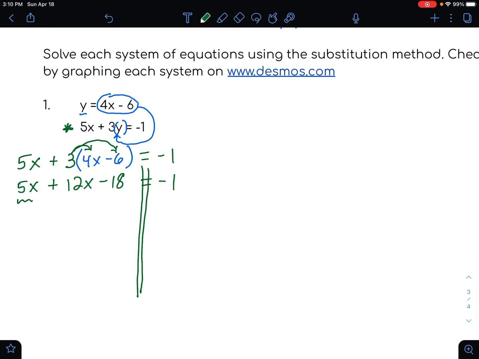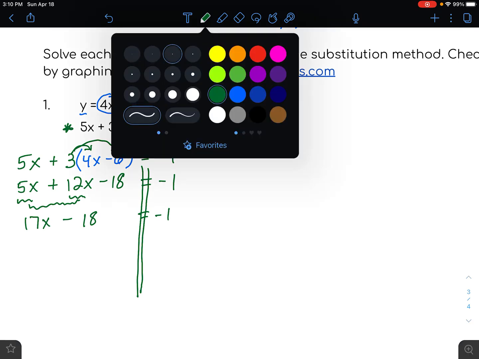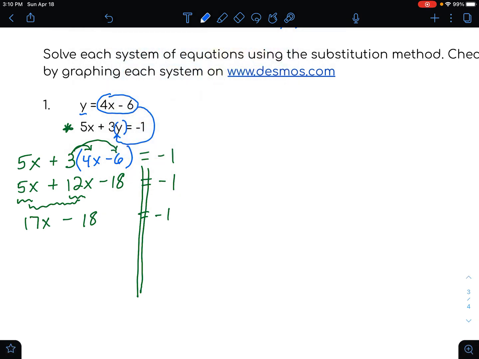And then we have some combining like terms to do. So in this case, our x terms are sitting right next to each other. So combine, meaning just kind of add those together. So 5x plus 12x would be 17x minus 18 equals -1. All right, going to change colors here. All right, and then we are going to now think about just our solving steps.